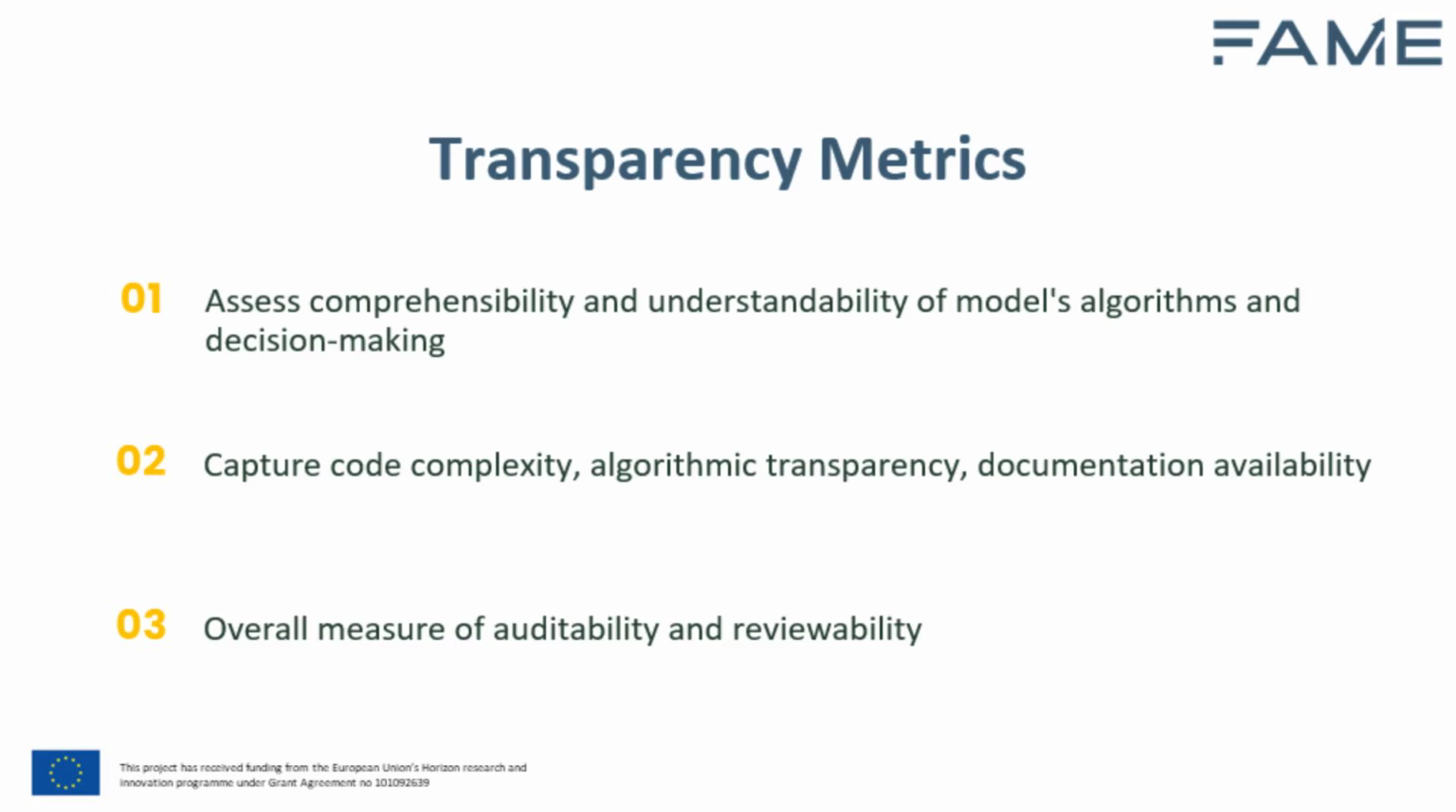Transparency metrics assess the comprehensibility and understandability of a model's underlying algorithms and decision-making process. These metrics aim to capture aspects like code complexity, algorithmic transparency, and documentation availability. They provide an overall measure of how easily a model can be audited, reviewed, and understood by humans.